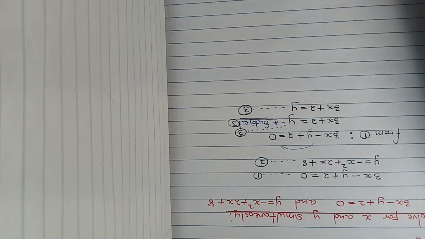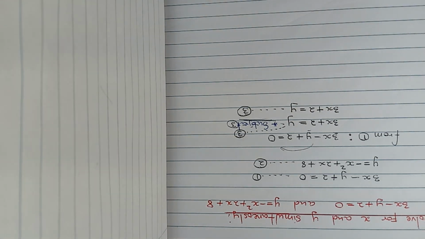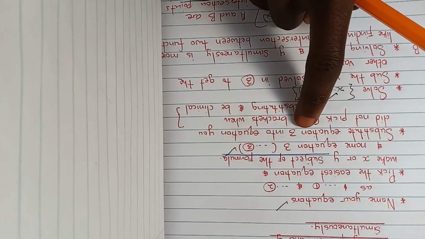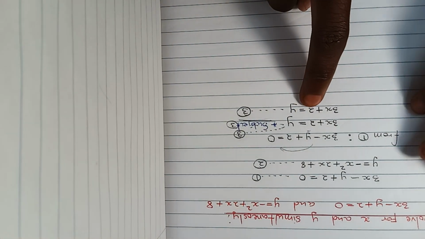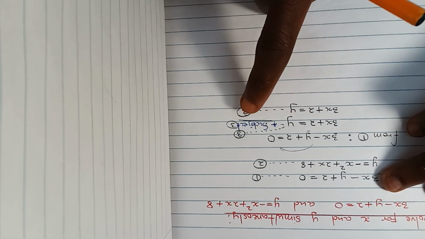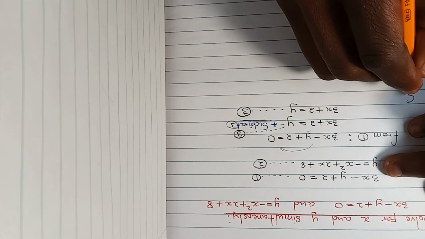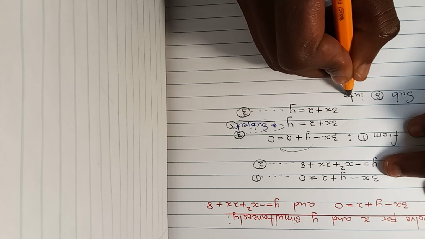It will depend on your mood. It's either you make y the subject of the formula or you make x the subject of the formula. So now, since we have equation 3, the third point says substitute equation 3 into the equation that you did not pick, and use brackets. Which equation did we pick? We picked equation 1. So that means we're going to substitute equation 3 into equation 2. You can just highlight here: sub equation 3 into equation 2.